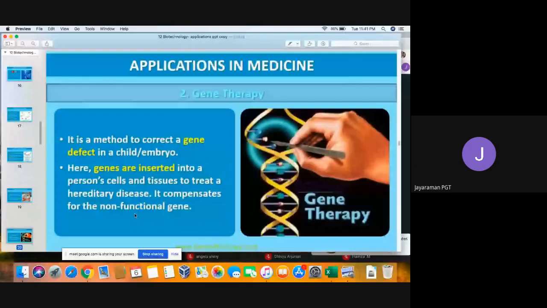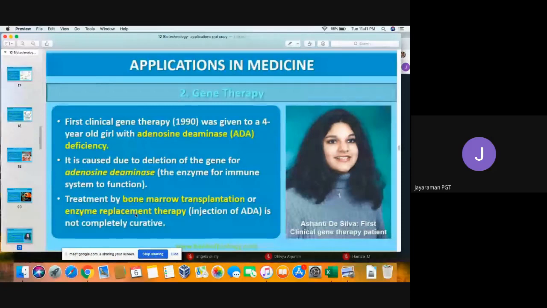It can be done using different vectors. The first clinical trial, the first gene therapy, was given to a 4-year-old girl. She was suffering from adenosine deaminase deficiency. Adenosine deaminase is a very important enzyme. This enzyme is used to convert lymphocytes into B cells and T cells. The B cells and T cells are produced from the pluripotent stem cells of the bone marrow.